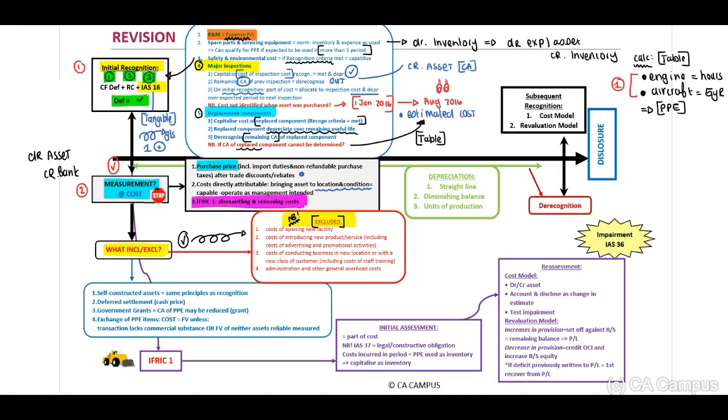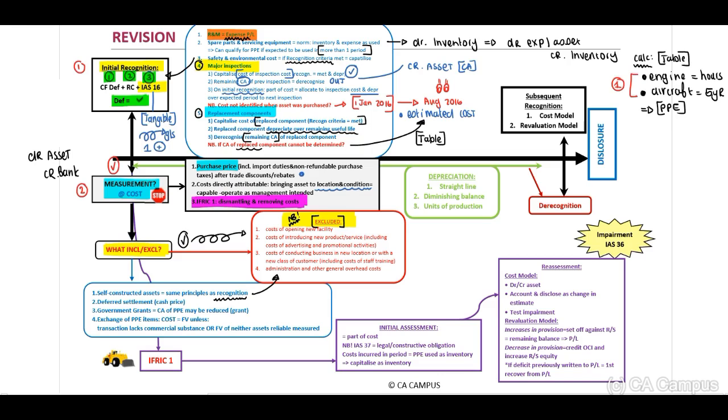Okay. Now you can work through this on your own. I want to talk about 4 important aspects, the blue block underneath our what should be included or excluded. Now, on initial recognition, you've identified that this is PPE. We need to measure the asset at cost. Now, when there's a self-constructed asset, the same principles will apply as per our recognition. You will have to apply purchase price, costs directly attributable to bring the asset to the location and condition, and you need to be able to identify which of the costs should be included or excluded.